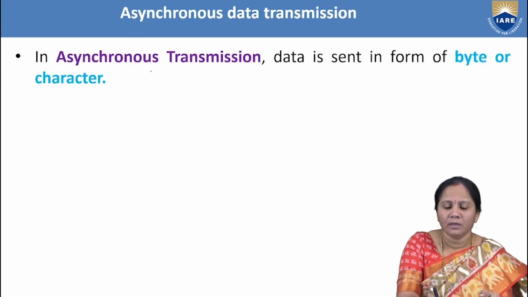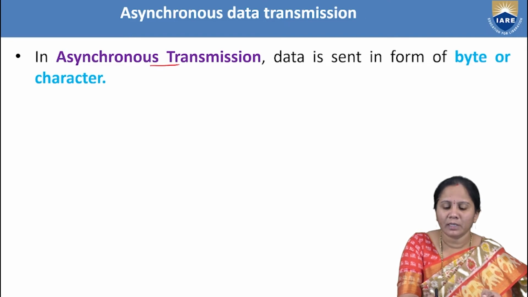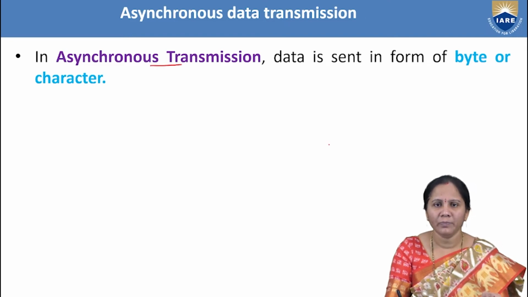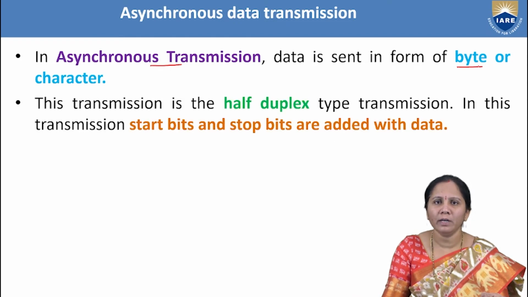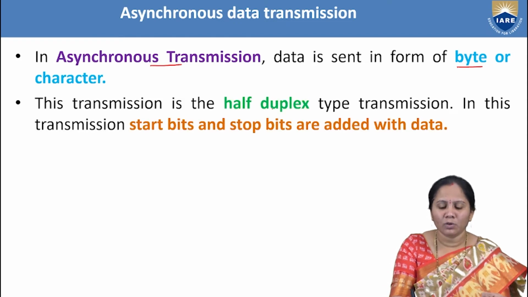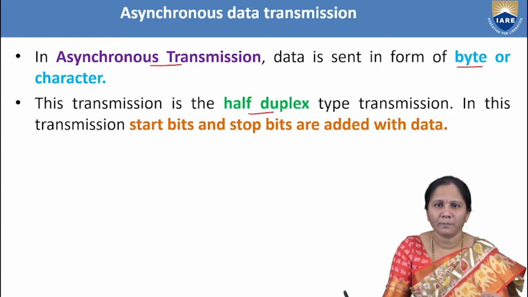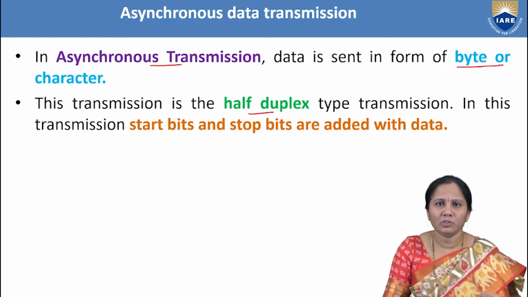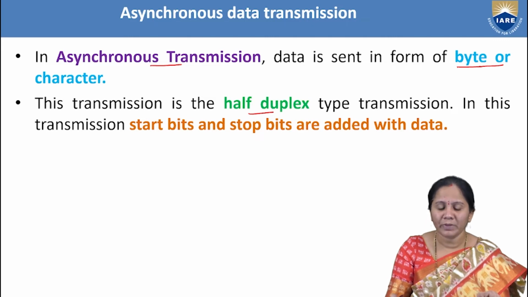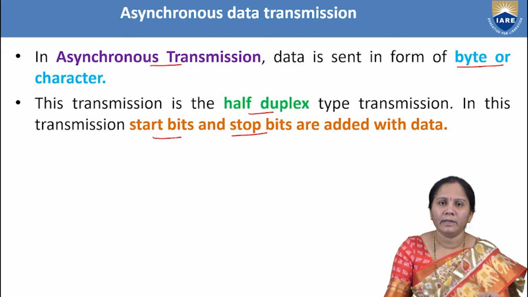And coming to another type of data transmission, that is asynchronous transmission. In this case, data will be transmitted in the form of bytes or characters. This type of transmission supports half duplex communication. Since the data is transmitted in the form of bytes or characters, we can observe gaps present between the data. In those gaps, the stop bits and start bits will be added.